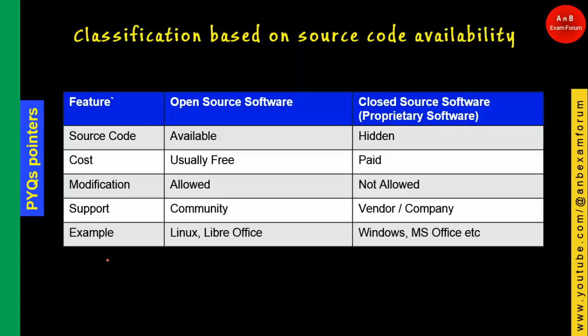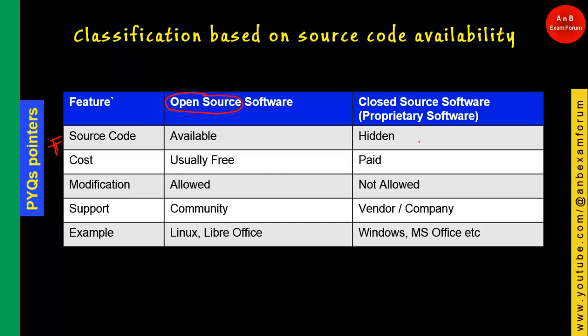The next is classification. The first classification is based on the source code availability. Software source code is the code, or you can say how it is written. If it is available, based on that we are going to classify those software. If the source code is available, they are known as open source. It is open for all the users who want to see the source code.